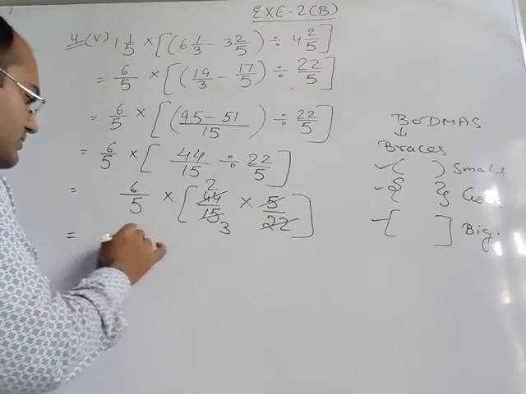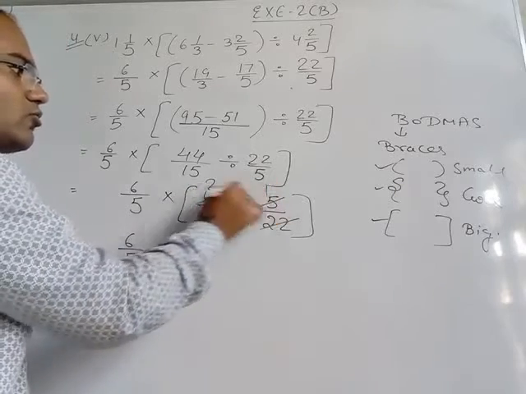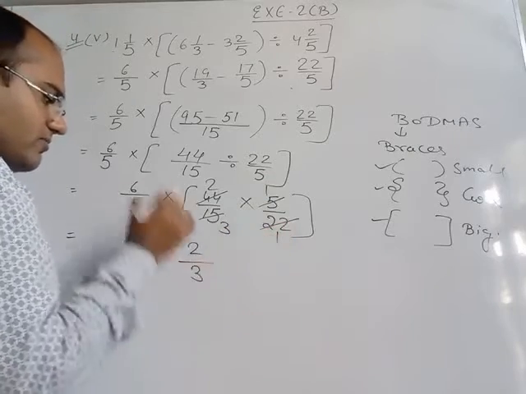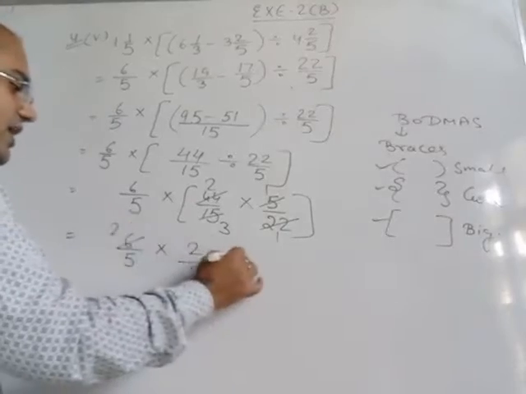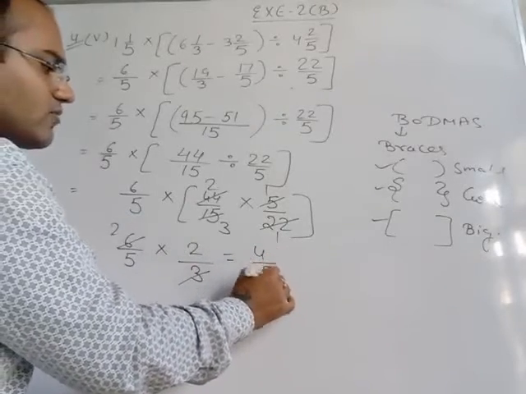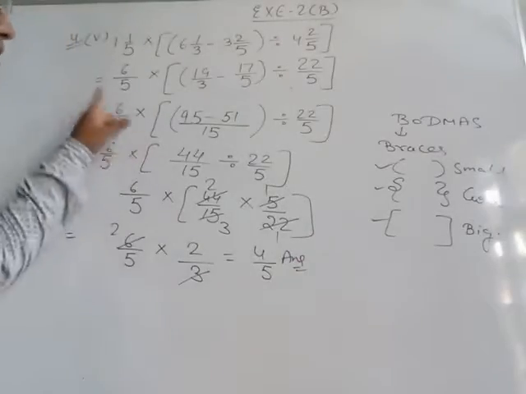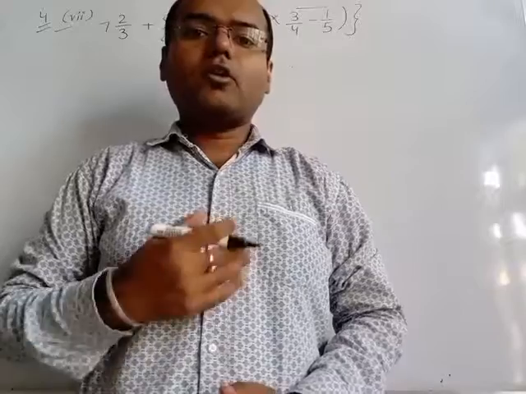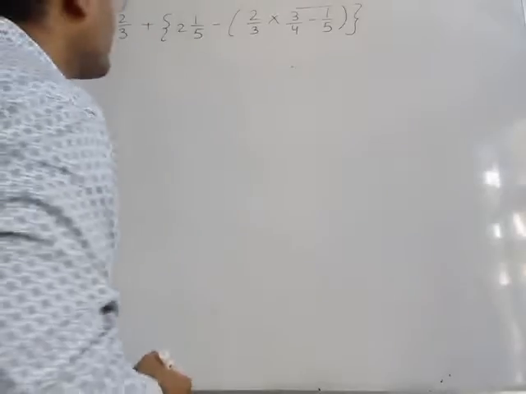Now 6 upon 5 multiply, 2 1s are 2, 3 1s are 3. Now we will solve them. 3 2s are 6, so the final answer we are getting is 6 upon 5. So this is your final answer of part number 5. Like this you have to do the 5th part. Now all of you see the next question, part number 7.